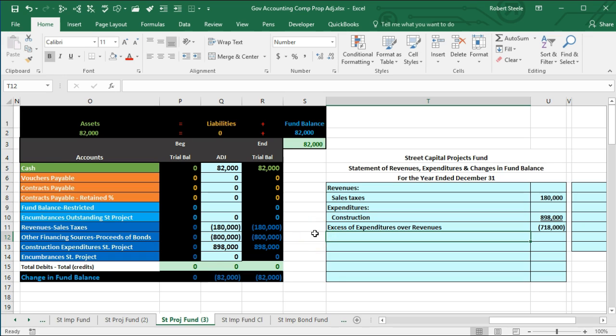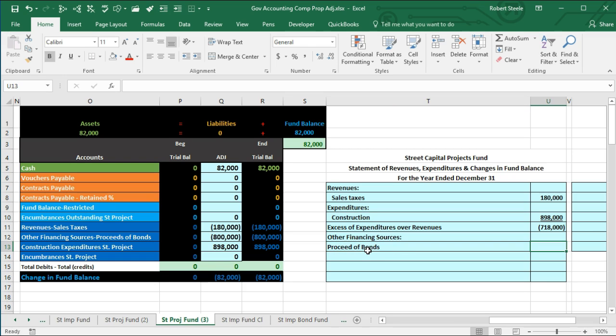Now we'll have an item that's going to be a bit unusual in terms of a for-profit organization where we're going to have other financing sources. And those other financing sources are going to be the proceeds for the bonds. So normally when we sell bonds in terms of a for-profit organization, we wouldn't have the proceeds in the revenue section. We'd be showing the interest portion in the revenue section. And here we're showing the flow, the cash flows here in the revenue in the temporary account. So we're going to call this bonds proceeds, or proceeds of bonds.